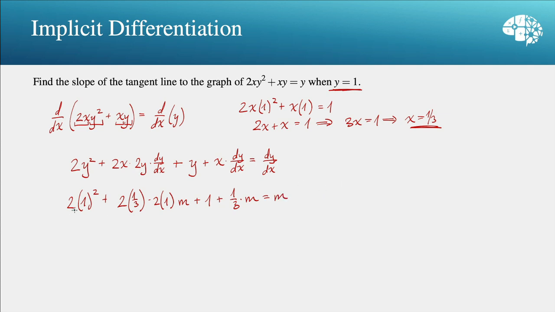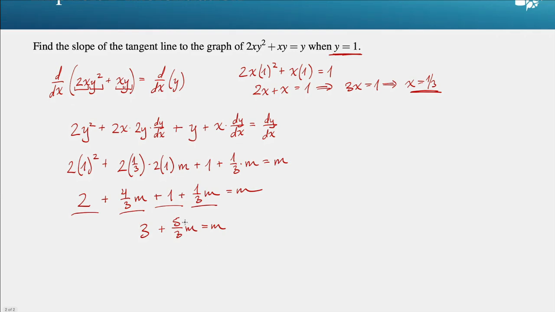All right, now let's simplify a little bit. So this first term here, that's 2, plus 2/3 times 2 is 4/3, so 4/3 m, plus 1 plus 1/3 m equals m. So I've got, let's see, 2 plus 1 is 3, plus 4/3 m plus 1/3 m is 5/3 m.